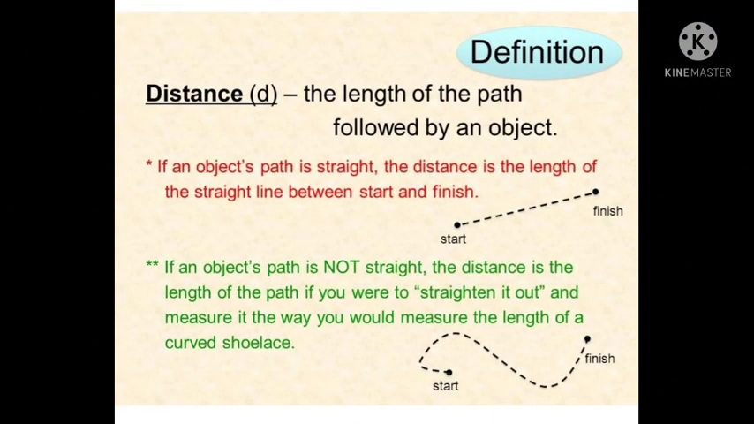Now, the definition for distance. The length of the path followed by an object. If an object's path is straight, the distance is the length of the straight line between start and finish, isn't it? If an object's path is not straight, the distance is the length of the path, as if you were to stride in a vector and measure it the way you would measure the length of a curved shoelace.